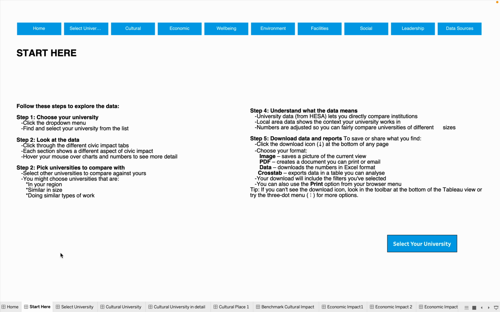So let's start here. When we start here, it takes us to this guidance page where you can follow these steps to make the most out of this dashboard. You choose your university from a drop-down menu, and in some parts of the dashboard you can change university or select more than one to benchmark yourself at. You can look at the data. You will see a series of charts and tables, and for benchmarking you can pick the universities to compare with. There's some additional detail on the pages to understand what the data means, and you can download data and reports according to this guidance here.